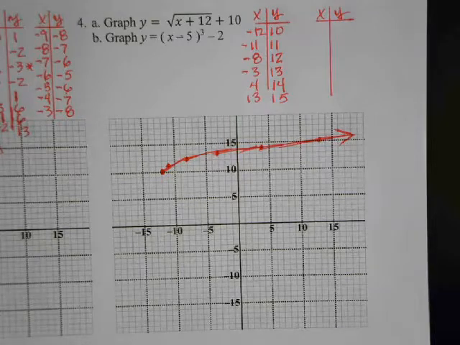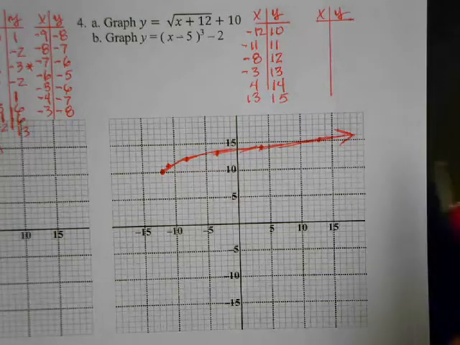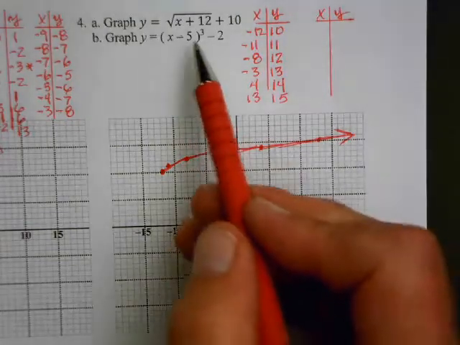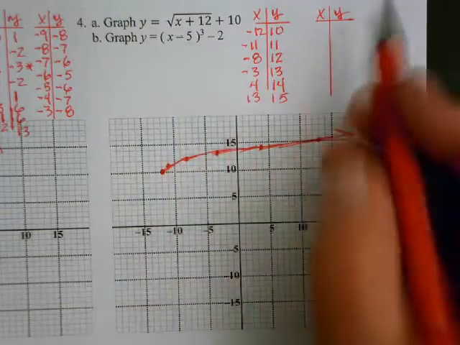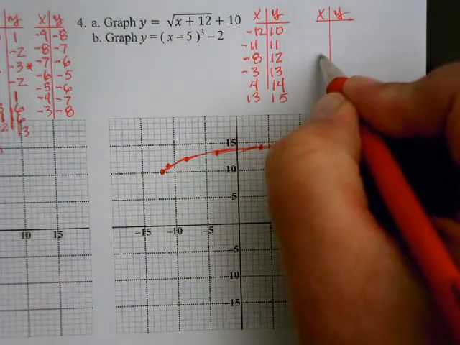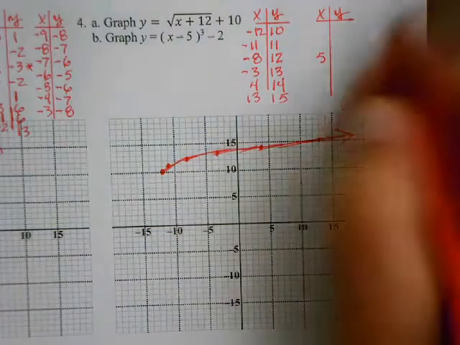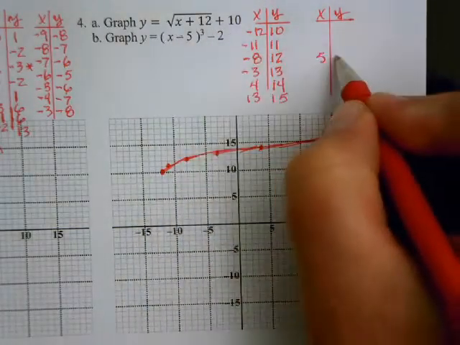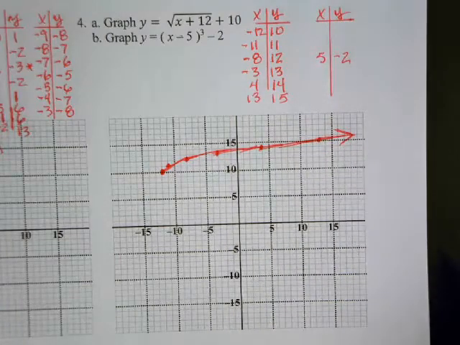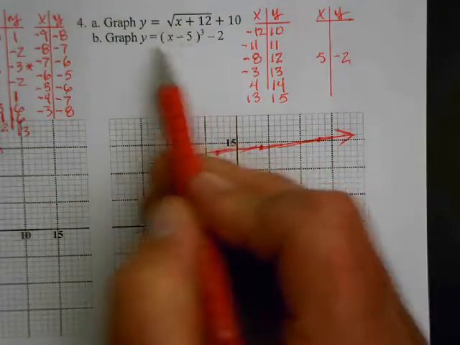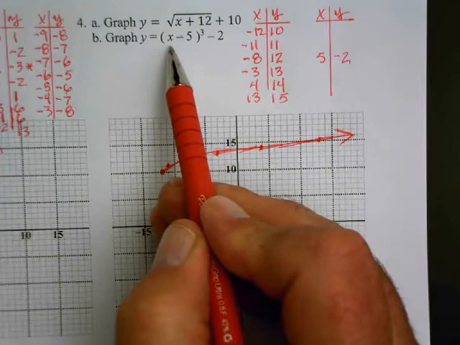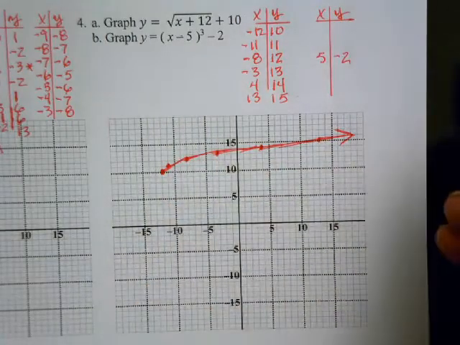So how do I get a 0 in here? Well, if I pick a 5, I'm going to put it right here. So if I pick a 5, 5 minus 5 is 0, and so all that's left is the negative 2. Okay, now let's get a 1. Well, if I pick 6 minus 5, that's 1. 1 cubed is 1. 1 minus 2, so a 6 gave me a negative 1.